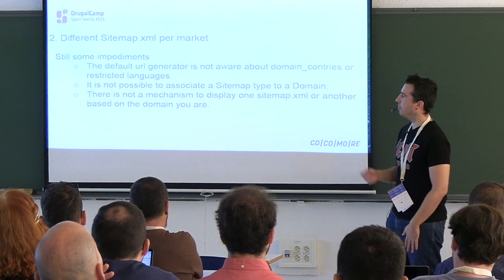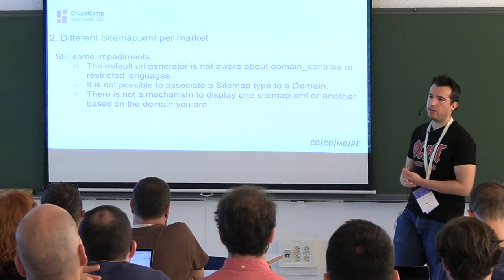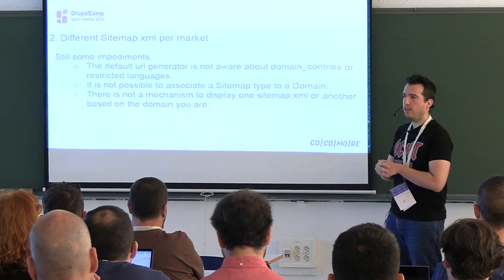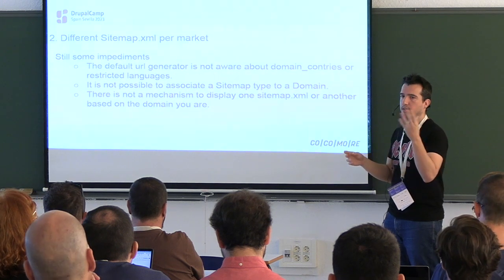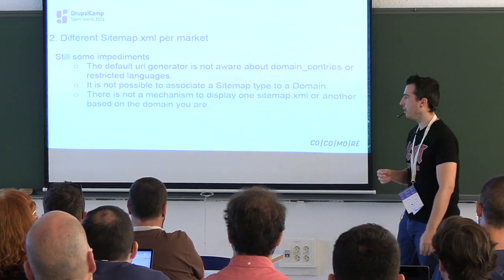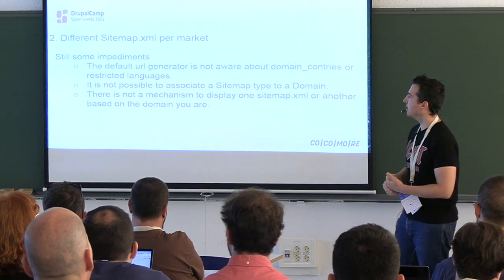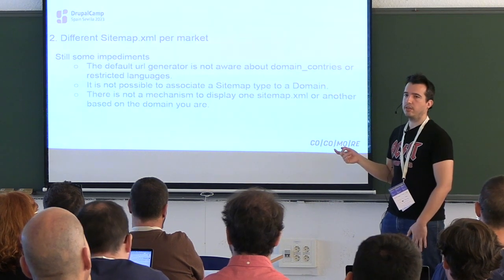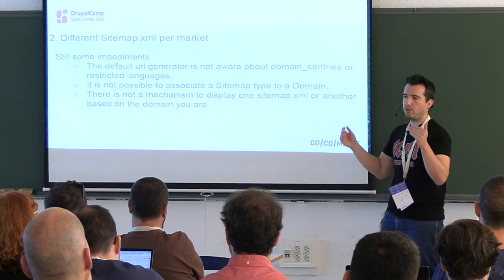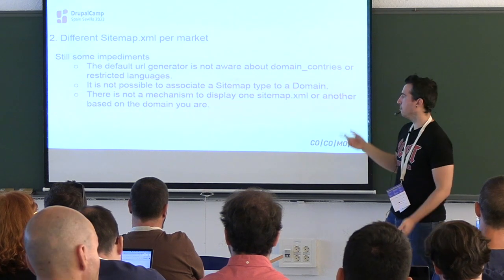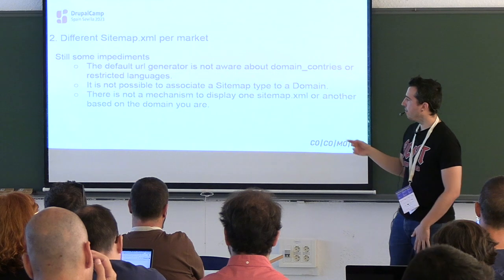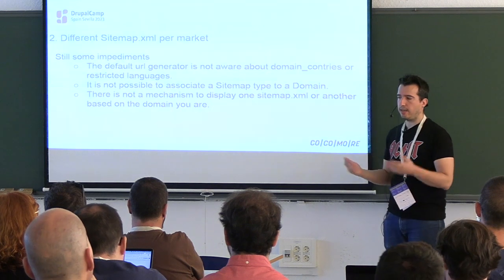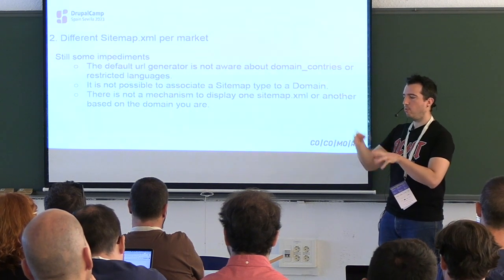The first one is that the URL generator is not aware of the domain countries, of the country path that you mentioned. So it's not able to restrict which URL is displayed on which sitemap, right? So that's one thing. Another problem is that you are not able to associate one sitemap type to a domain, right? So for instance, in case you want to have different sitemaps, you need to make that association, right? By default, you are not able to do that. And finally, the module provides a way to display one sitemap or another.